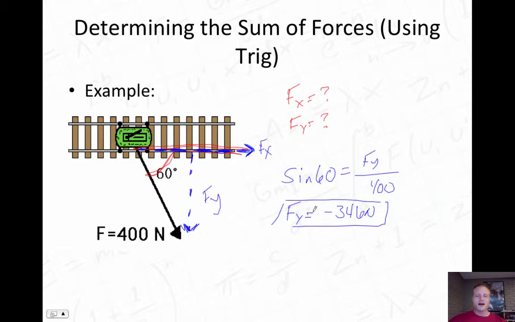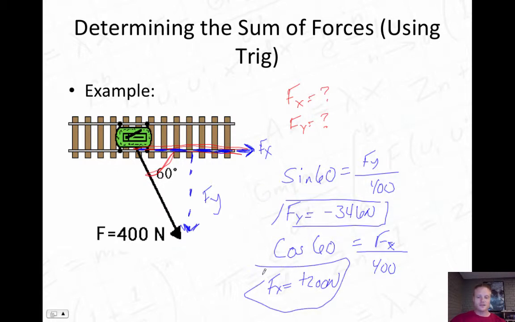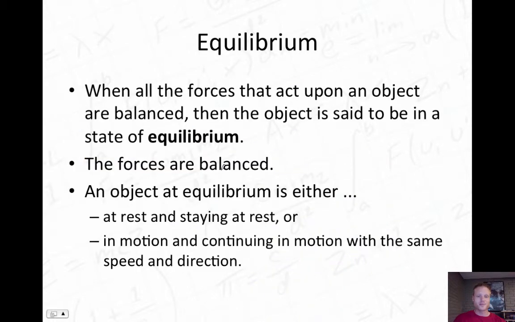Then for x, how do I figure that out? Well, I'm going to take the cosine of 60 equals F sub x over 400. If you do that math, cosine of 60 times 400, I get an F sub x of positive 200 newtons. Again, your calculator won't say positive, it's just that I know that's going to the right, so I'd call that positive. That's breaking forces into components, and we've done that a lot already with velocities and that type of stuff, so this shouldn't be that horribly new to you.